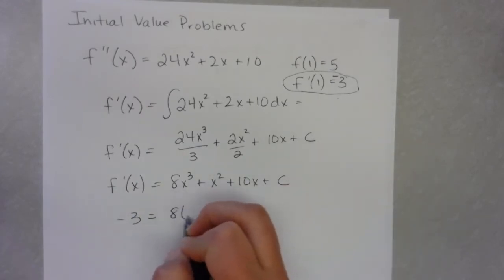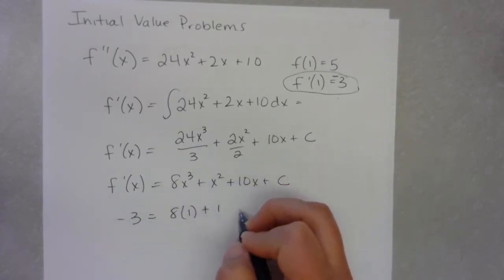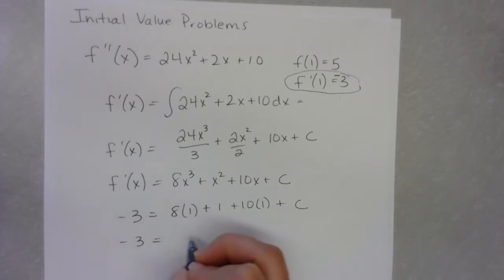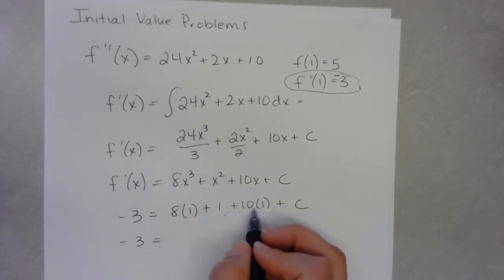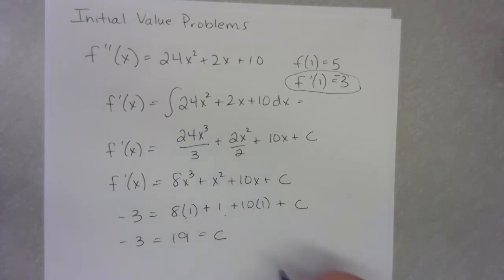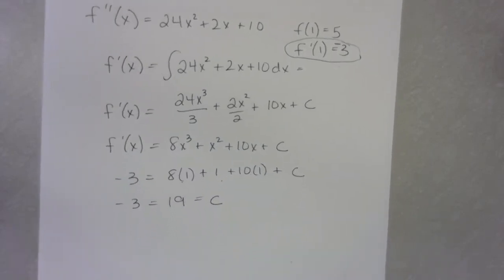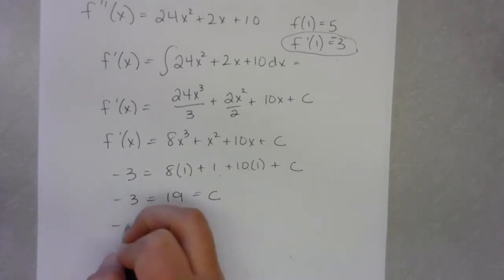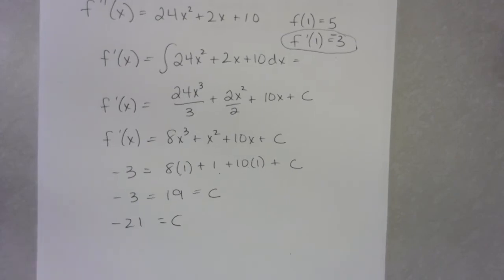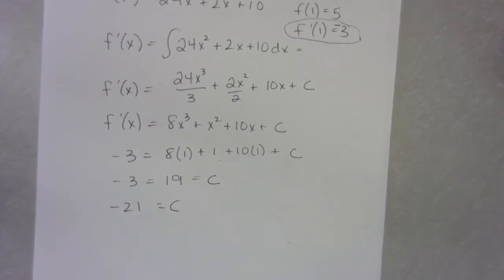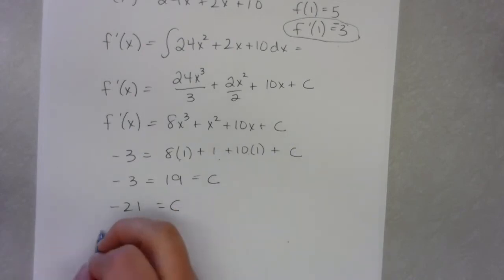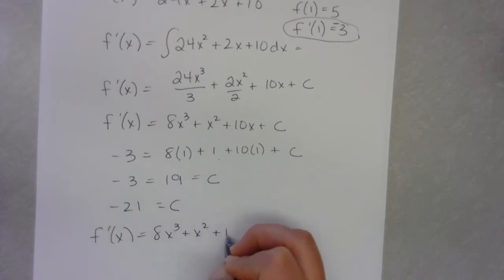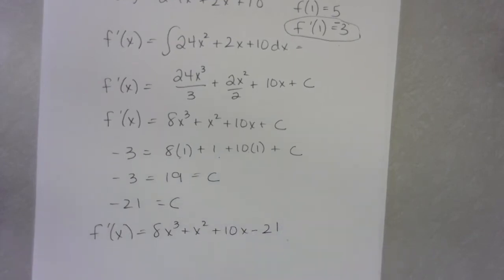That will give me 8 times 1 cubed, which is 1, plus 10 times 1 plus c. So over here I get negative 3. Here I get 8 plus 1 is 9 plus 10 is 19 plus c. I'm going to subtract 19, and I'm going to get c equals negative 21. All right, so now I can change my f prime. My f prime now is 8x cubed plus x squared plus 10x minus 21.